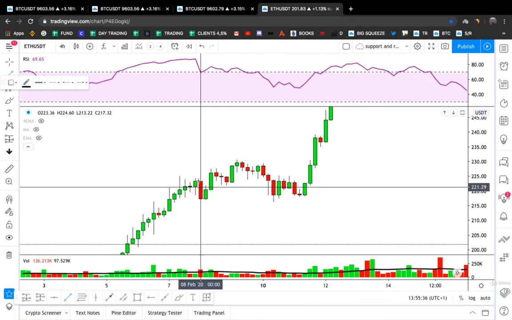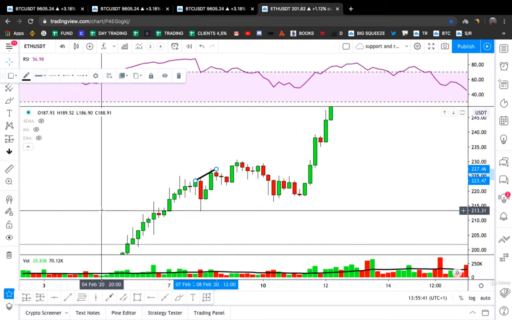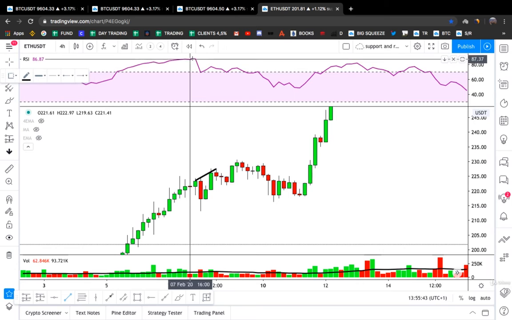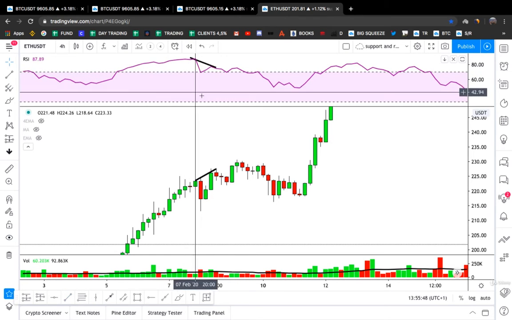So what do we have here? We have a higher high in price, and we have a lower high on RSI, right? So this is clear. This is a bearish divergence.